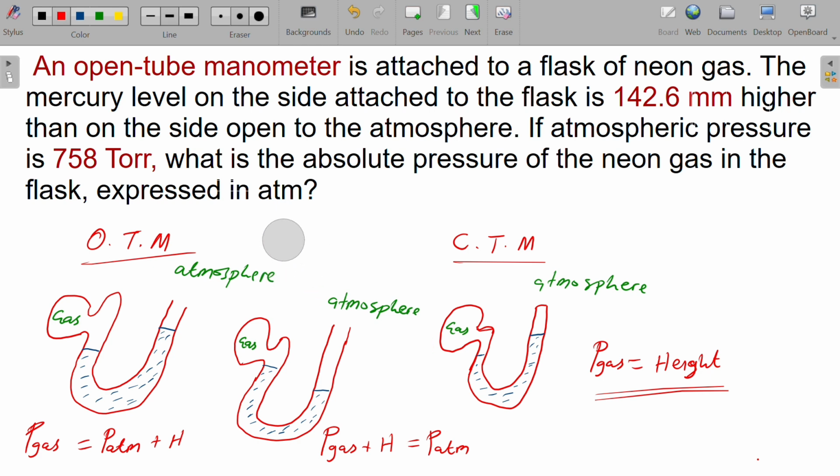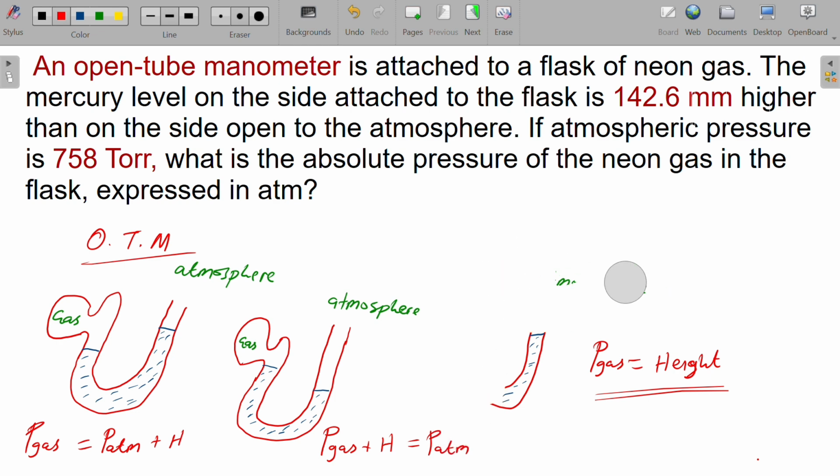So in short, the type of manometer we're looking at here is not this type. This type we can see is higher on the side of the atmosphere, but what we are looking for here is where it is higher on the side of the gas. So we are using this type of manometer here. And then the formula we need is this formula here, where pressure of gas added to height is equal to pressure of the atmosphere. But in this case, we are looking for the pressure of gas. So making pressure of gas the subject, we'll say pressure of gas is equal to pressure of the atmosphere minus the height. So let me get rid of this other part here.